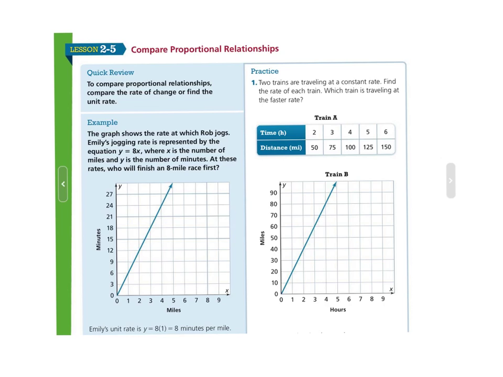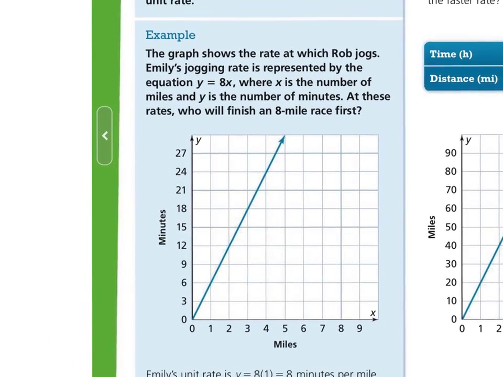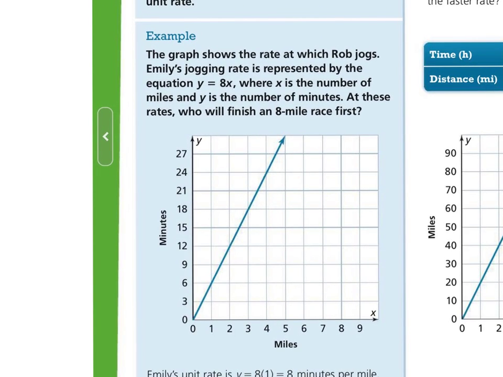Lesson 2.5 is on comparing proportional relationships. If you look at the example off to the side here, a graph shows the rate at which Rob jogs. Emily's jogging rate is represented by the equation y equals 8x, where x is the number of miles and y is the number of minutes. At these rates, he will finish an 8-mile race first.